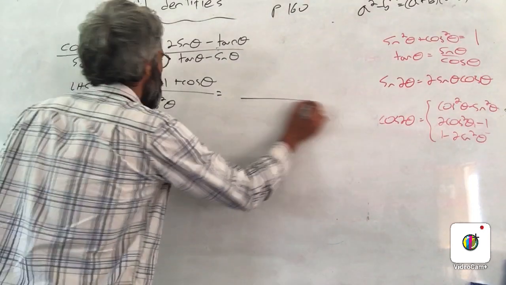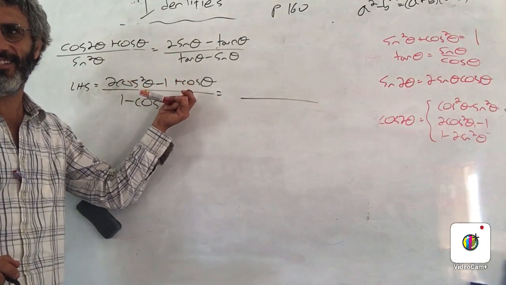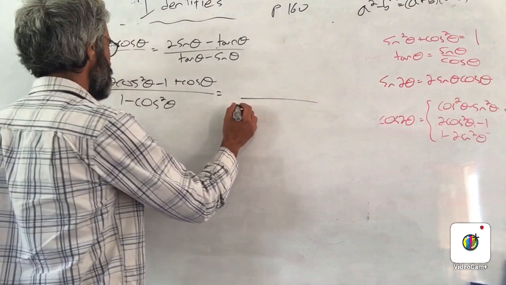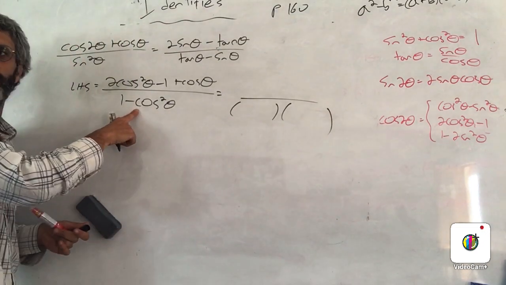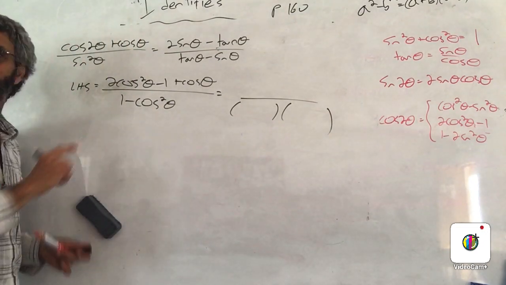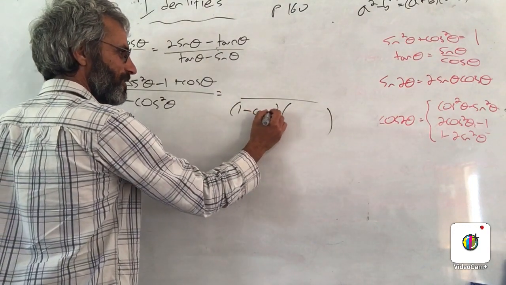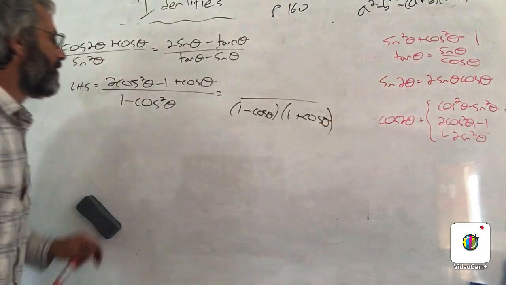Okay, so now nothing is cancelled. I can't factorize anything. What can I do? Well, we can definitely factorize the bottom. What is that? It's the difference of the square, guys. It's the difference of the square. 1 minus cos, 1 plus cos. Okay?